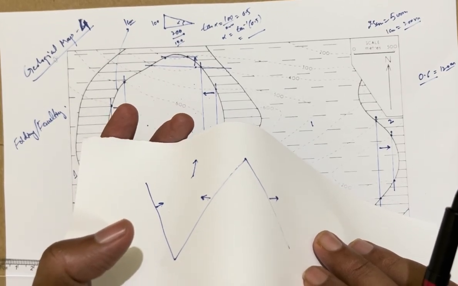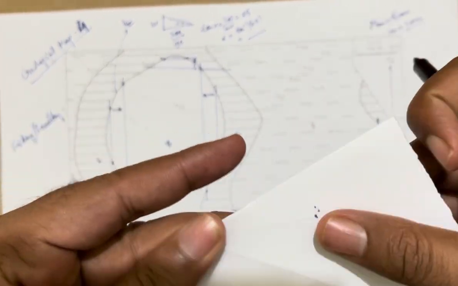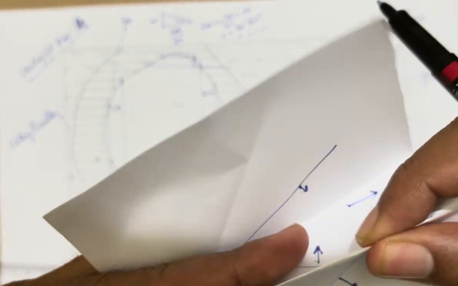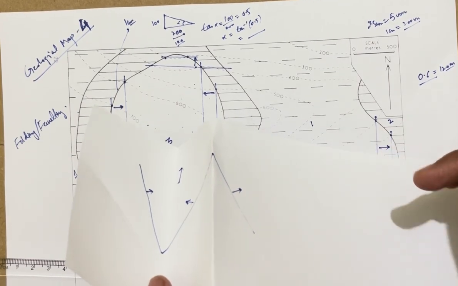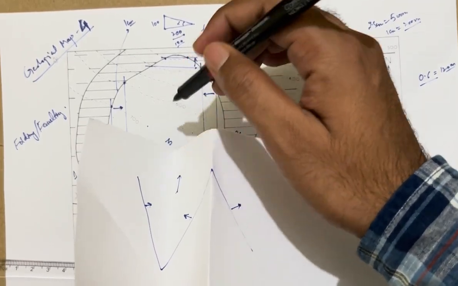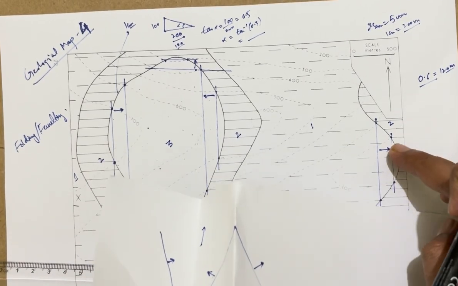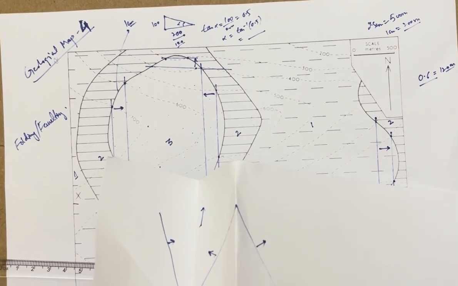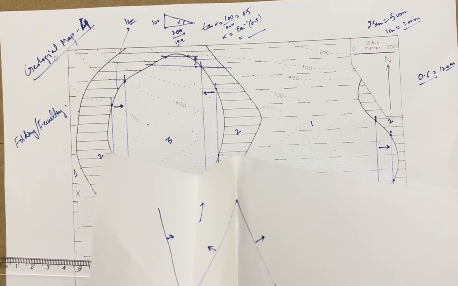Now this one is our... this is the case. These weights are dipping toward this side, overall weights are dipping toward this side, this limb of the fold is dipping this way, and this limb of the fold is dipping this way. So it is a plunging fold.